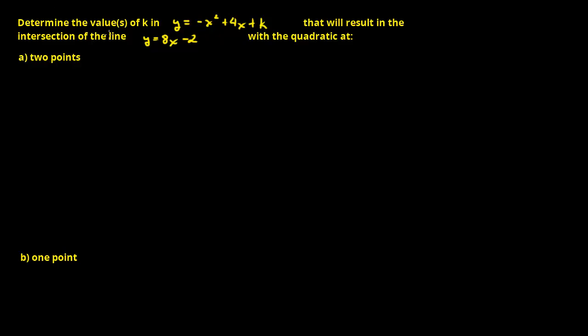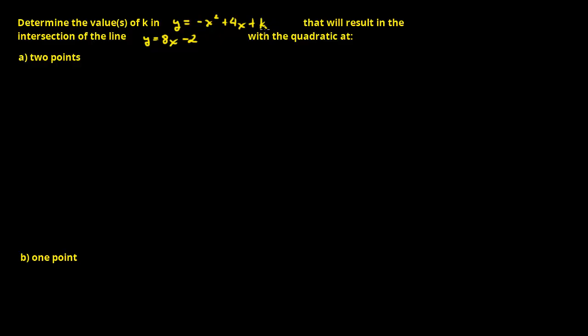Hi everyone, in this lesson we look at an example where we're told to determine the values of k in y equals negative x squared plus 4x plus k that will result in the intersection of the line y equals 8x minus 2 with the quadratic at 2 points and 1 point, and then we'll look at no points.